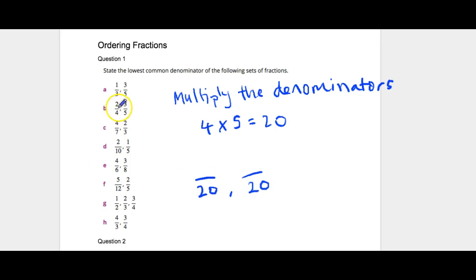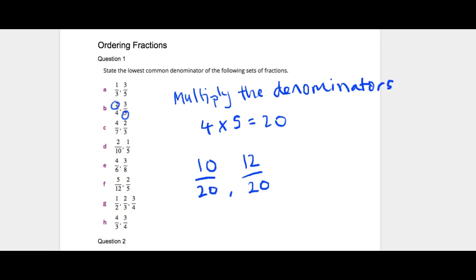So the first one, 2/4, I multiplied that 4 by 5 to get to 20. So I also have to do the same to the 2. So up the top I have 2 times 5, which is 10. And then what did I multiply this 5 by? I multiplied it by 4 to get to 20. So I do the same to the 3. So that's 12. Okay, and that just happened to be in order as well.